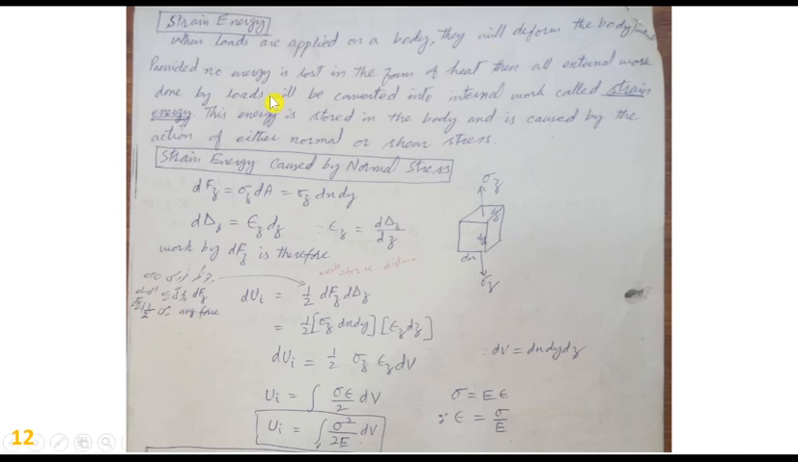So in the last, very small and important, just a few formulas about strain energy. When loads are applied on a body, they will deform the body. Provided no energy is lost in the form of heat, all external work done by the load will be converted into internal work called strain energy. So if a load is applied, the body is deformed, and no energy is dissipated in the form of heat, then the change that has occurred, that is strain energy, is equal to the external work. All external work done by the load will be the strain energy.